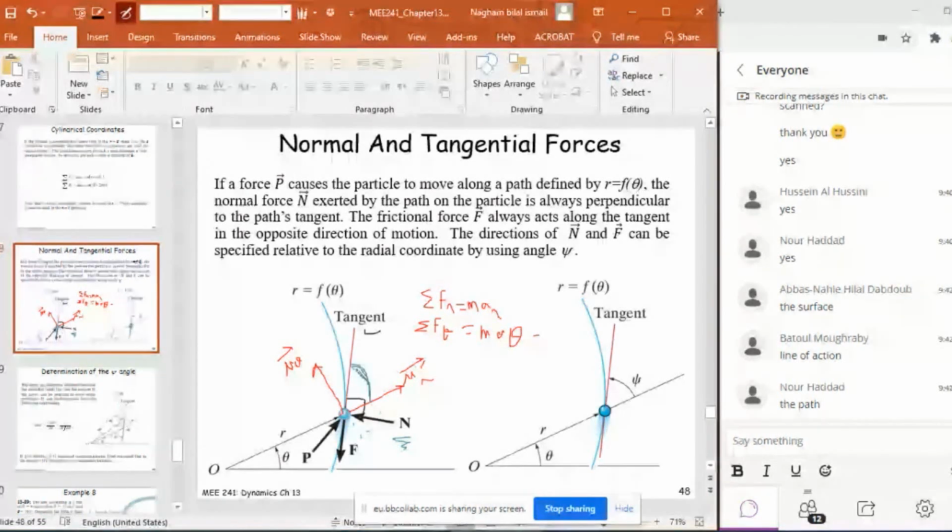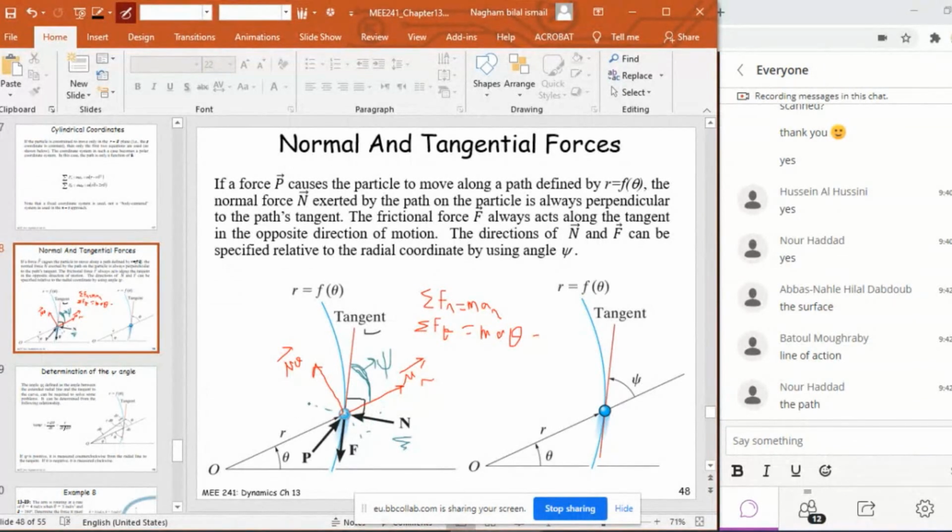So if I know the angle between UR and the tangent, and I'm going to call it xi, I can say that this xi is the same as the angle between N and U theta, all right? So it is the same as this angle because U theta is perpendicular to UR and N is perpendicular to the tangent. So if I know this xi, in fact, I can do the projection of the normal force on UR and on U theta. Is that clear, guys? Any questions so far?